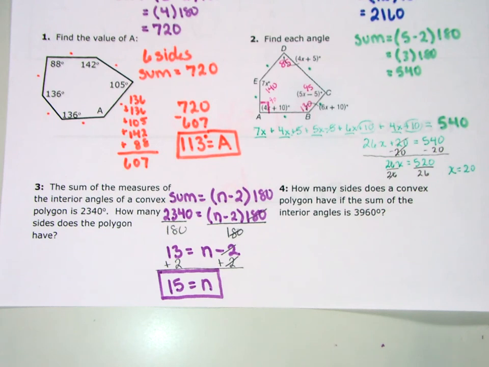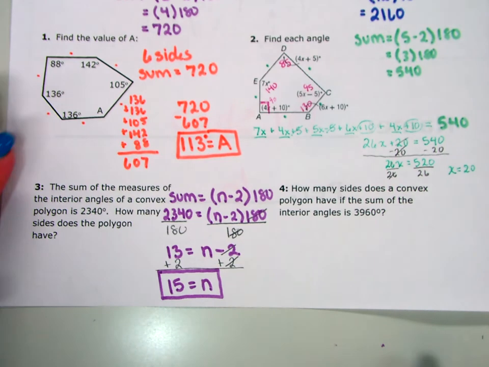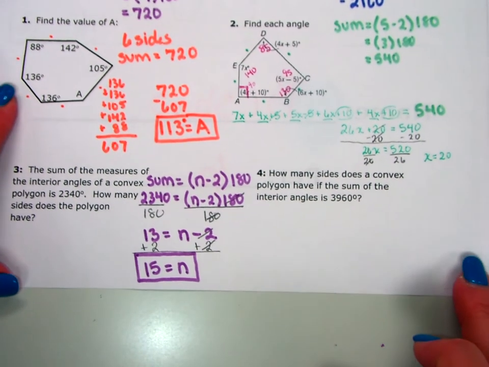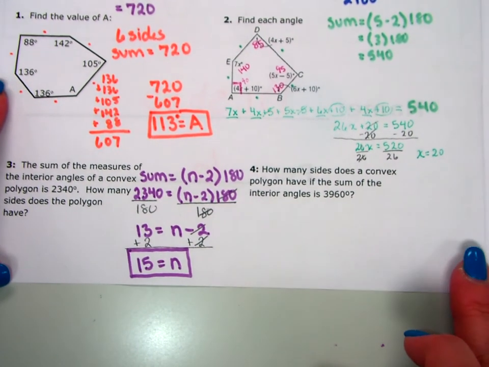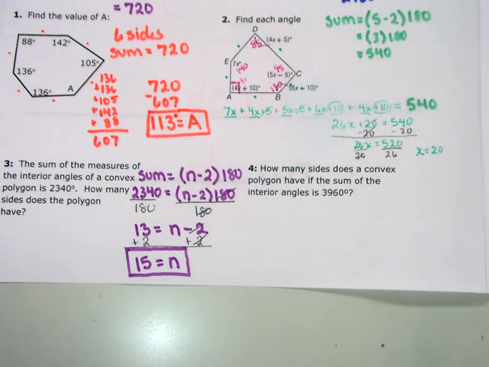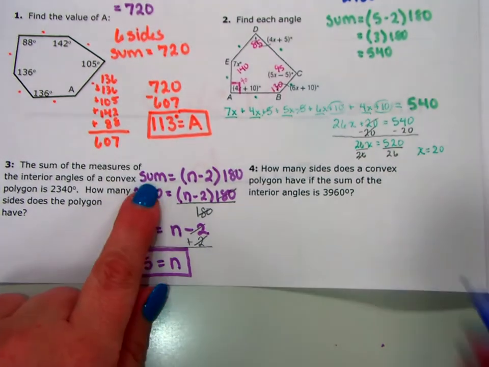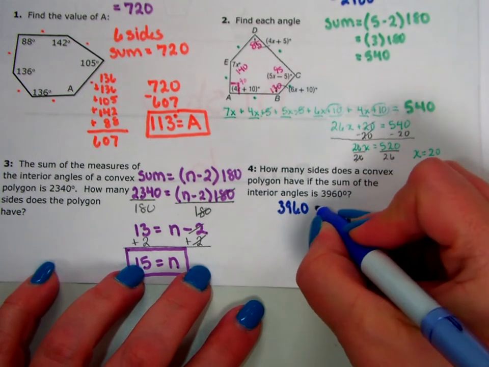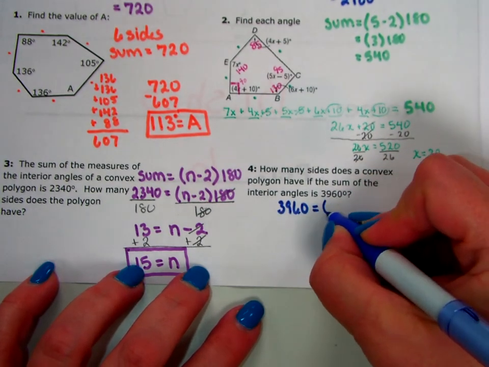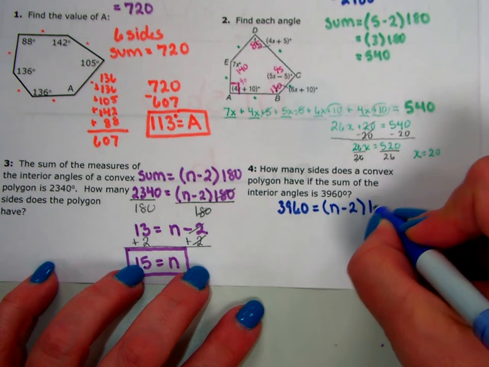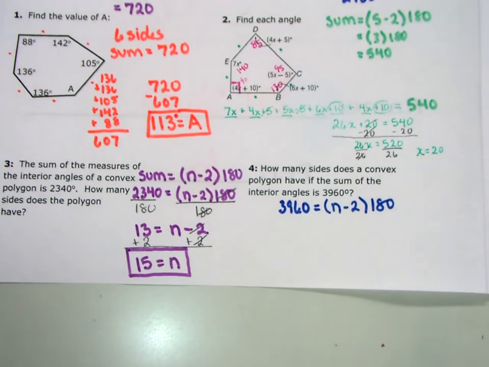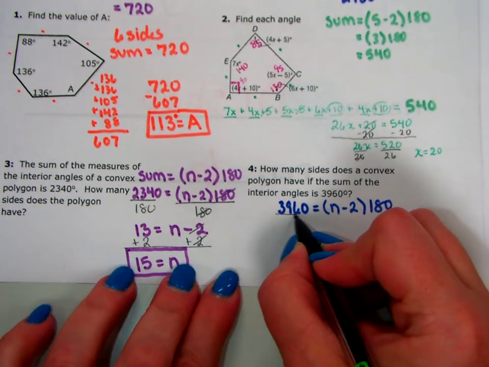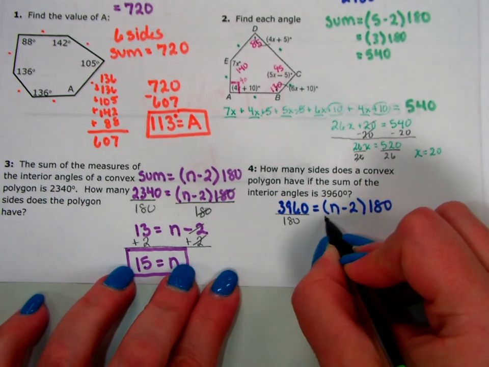Okay? All right. Number 4, how many sides does a convex polygon have if the sum of the interior angles is 3,960 degrees? So this is the exact same as the last problem we did. My sum, though, is 3,960 equals n minus 2 times 180. What's the first thing I want to do? Divide out the 180 so I can get smaller numbers to work with.